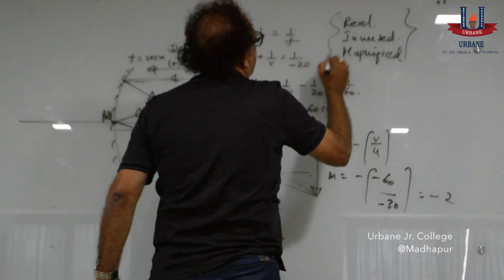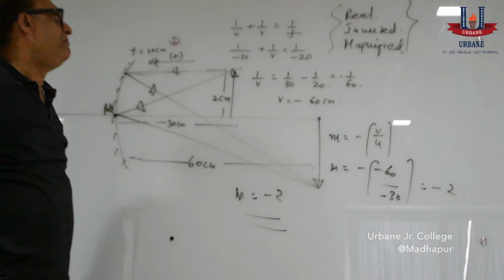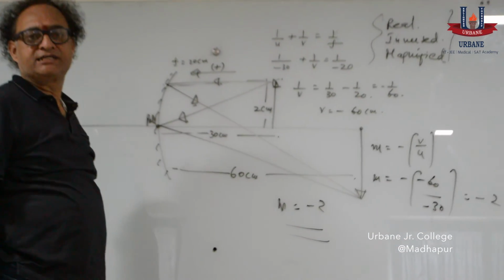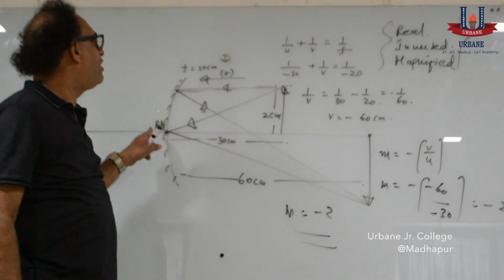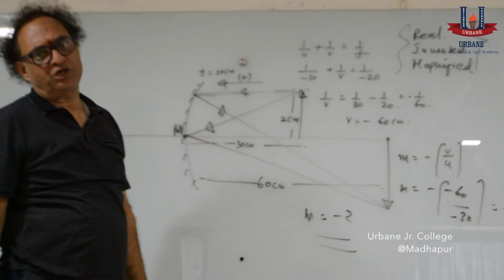So these are what it is: a real image, a magnified image, and an inverted image. Where is it formed? 60 centimeters measured from the pole.